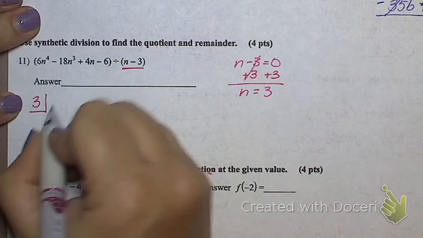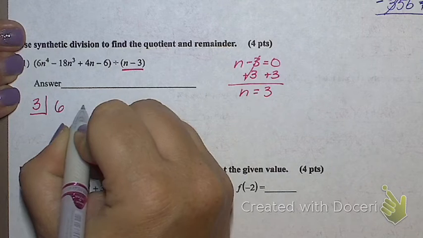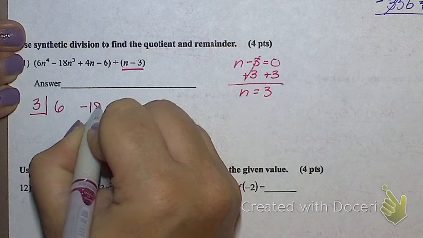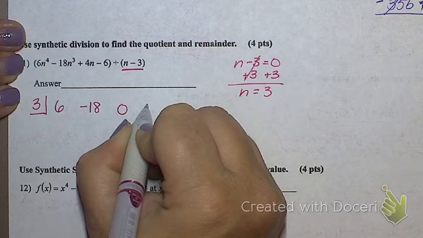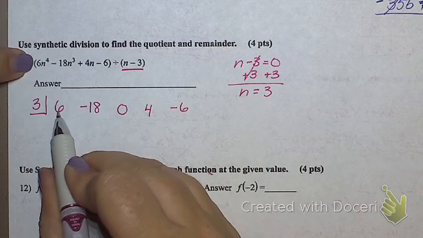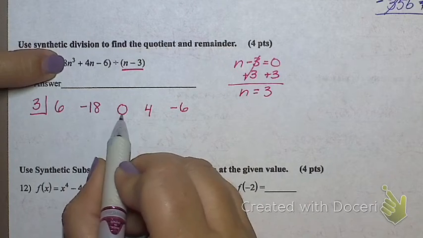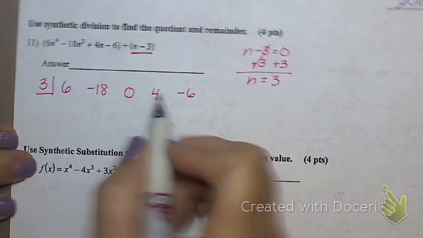Okay? What are my numbers across the top? 6, negative 18, 0, 4, negative 6, right? This is the n to the fourth, n to the third. There is no n squared, so I do need the placeholder. 4 and negative 6.